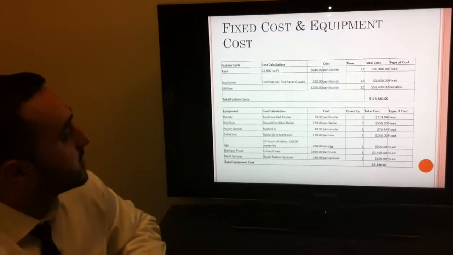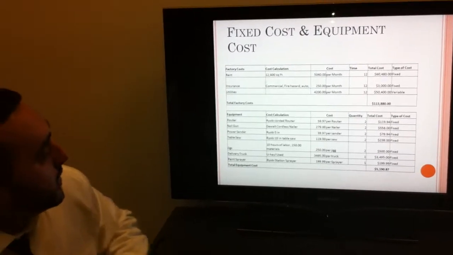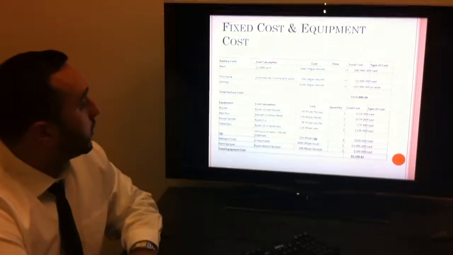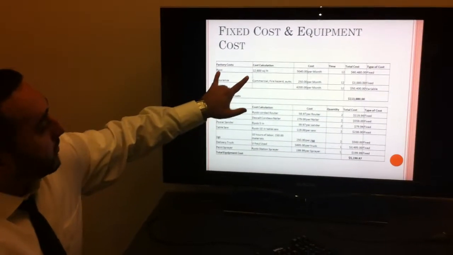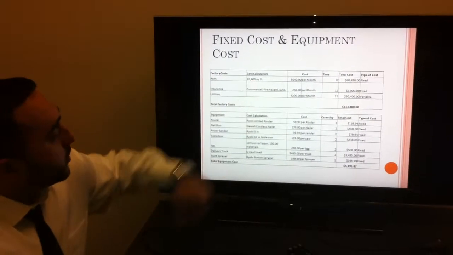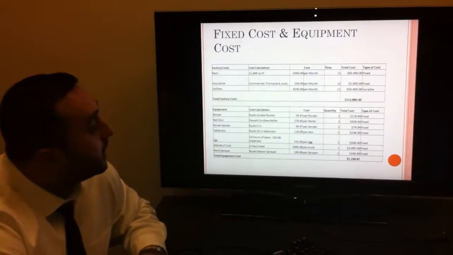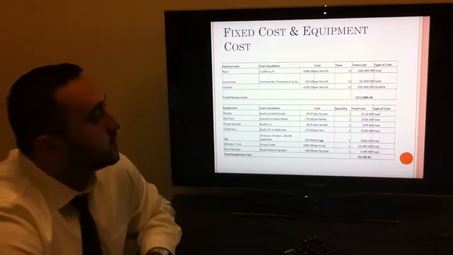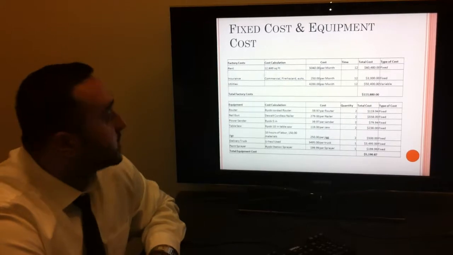Next, we have our fixed cost and equipment cost. We located a warehouse in Oroville, California. The rent of the warehouse is $5,040 per month. The size of the warehouse is about 12,600 square feet. So over a period of 12 months, our total cost would be $60,480, and that's a fixed cost.